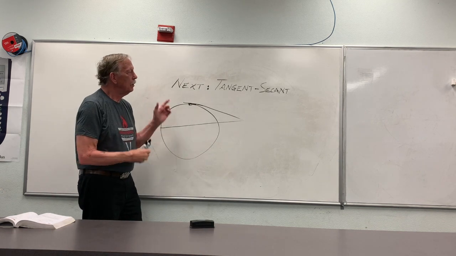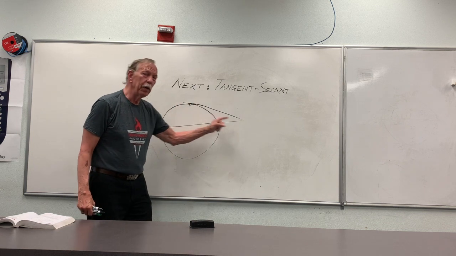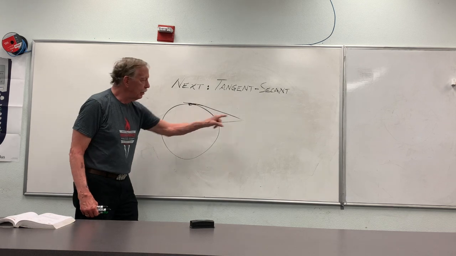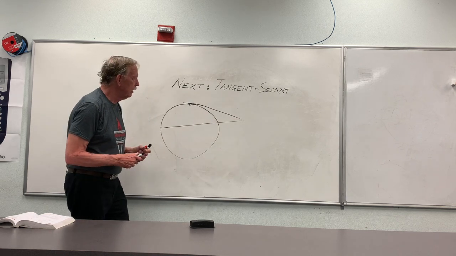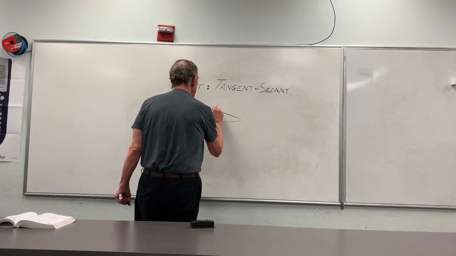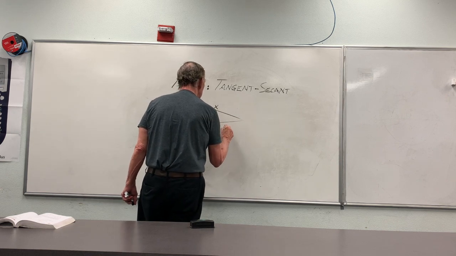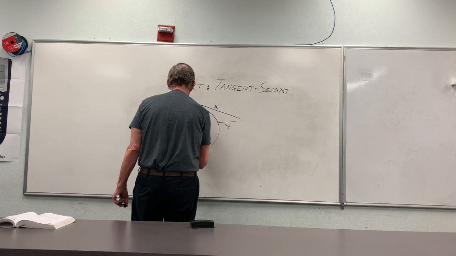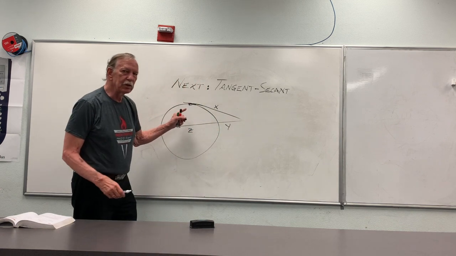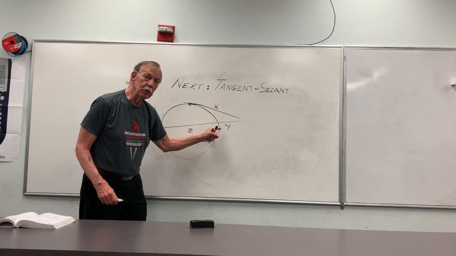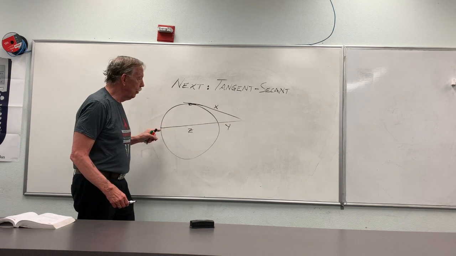Next, we're going to look at where we have a tangent and a secant meet outside the circle, and we're going to find the relation that exists between the piece of the tangent, the piece outside the circle on the secant, and the whole secant.